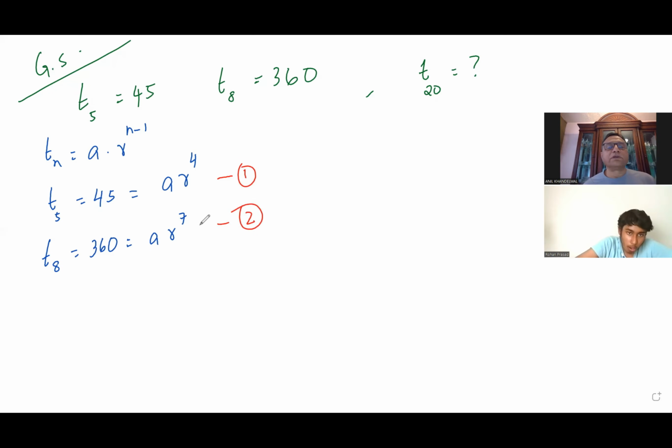So with the two given terms, you can get two equations. T5, the fifth term, is 45, which is a r to the power of 4, from the formula a r to the power of n minus 1. T8 is 360, which is equal to a r to the power of 7. Now, how will you find a and r from these two equations?